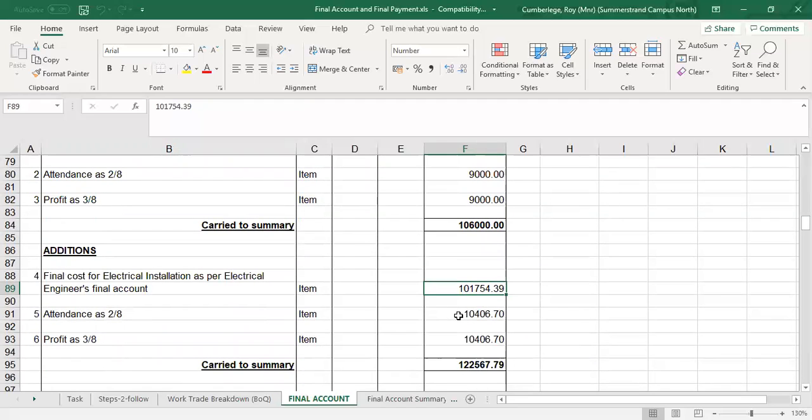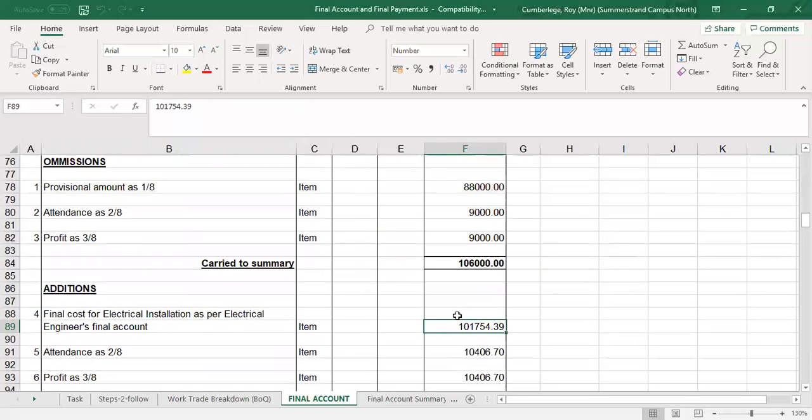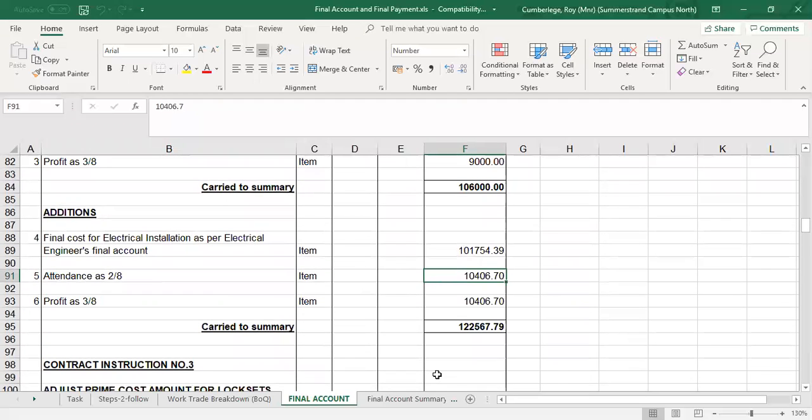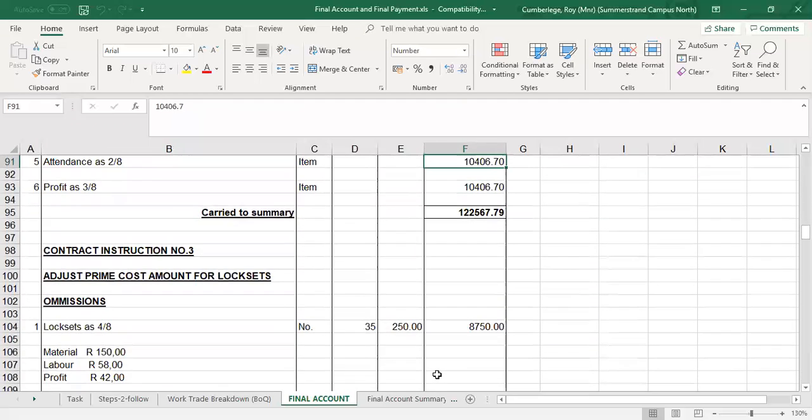The adjustment for attendance is basically a pro rata calculation. It's the original times the actual. In other words, 9,000 was based on 88,000, times the actual will give me my new figure for attendance. The same application for the profit.